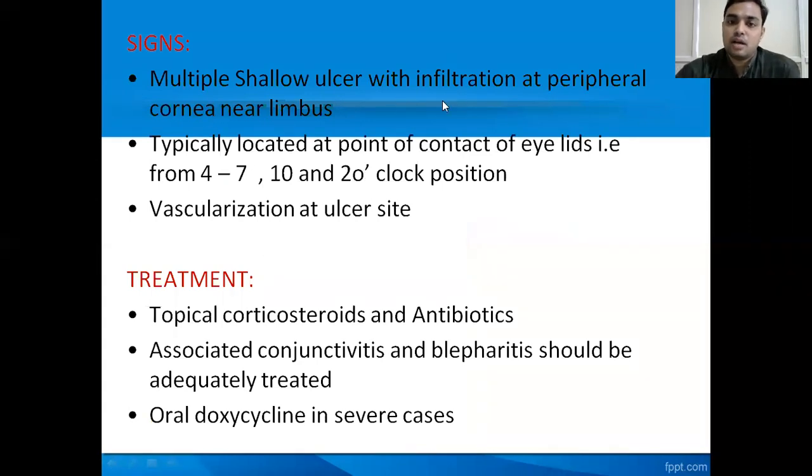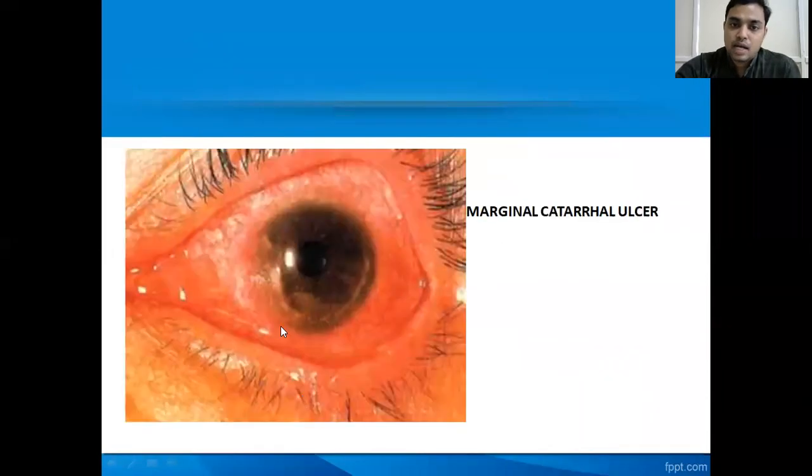So we see multiple shallow ulcers with infiltration at the peripheral cornea near the limbus, typically located at the point of contact of eyelids, that is 4 to 7 o'clock and 10 to 2 o'clock positions. And vascularization is seen at the ulcer bed. Here also, as it is an immune-mediated corneal ulcer, we give topical steroids and we give antibiotics to prevent a secondary infection. If it is associated with conjunctivitis and blepharitis, that should be treated first. And to treat the staphylococcal infection, we give oral doxycycline in severe cases. So this is about marginal corneal ulcer.